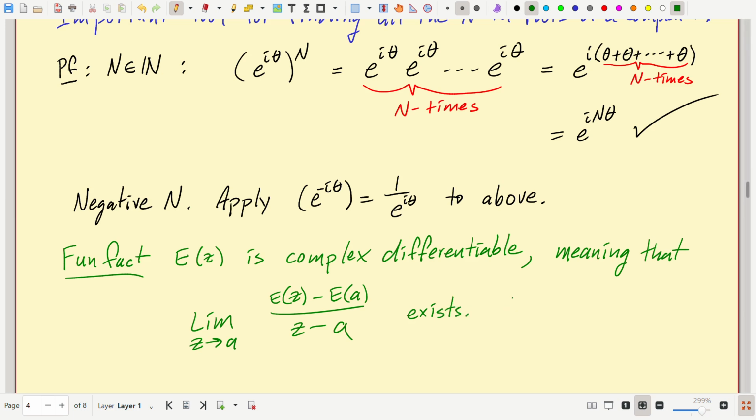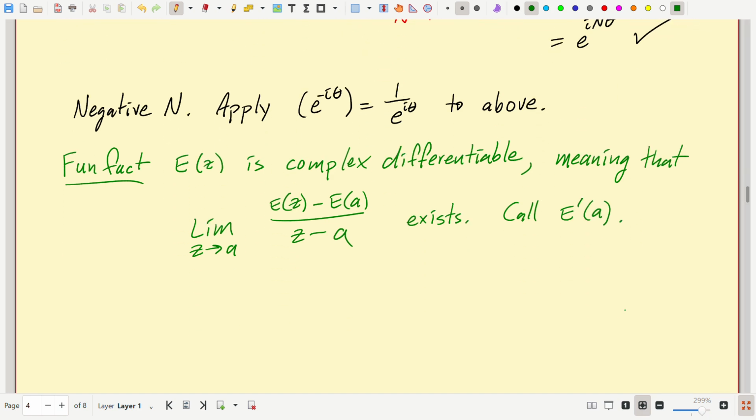And since it does exist, we call it e prime of z. Well, let's see. That would be e prime of a right there. And a fun fact is the complex exponential is its own complex derivative. So here's a big one. A big property. e prime of z is itself, just like in the real case. So this complex valued function has a complex derivative, and it's its own complex derivative.